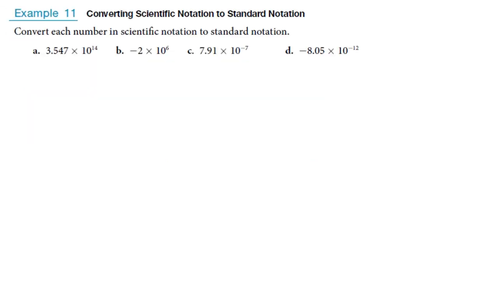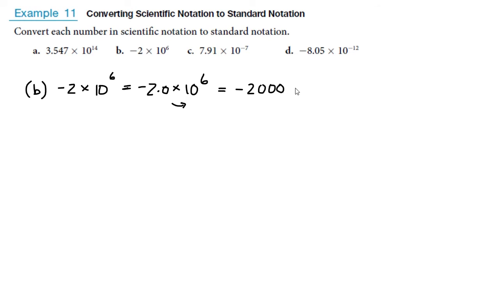Now in example 11, we're going to convert from scientific notation to standard notation, and I'm going to start with part B. It's the most interesting one here, and it just says -2 times 10 to the power 6. And of course that means -2.0, doesn't it? Times 10 to the power 6. So that's going to equal -2, and then I start moving the decimal place. I have to move it forward 6 places. So that's 1, 2, 3, 4, 5, 6. And this is -2 million.